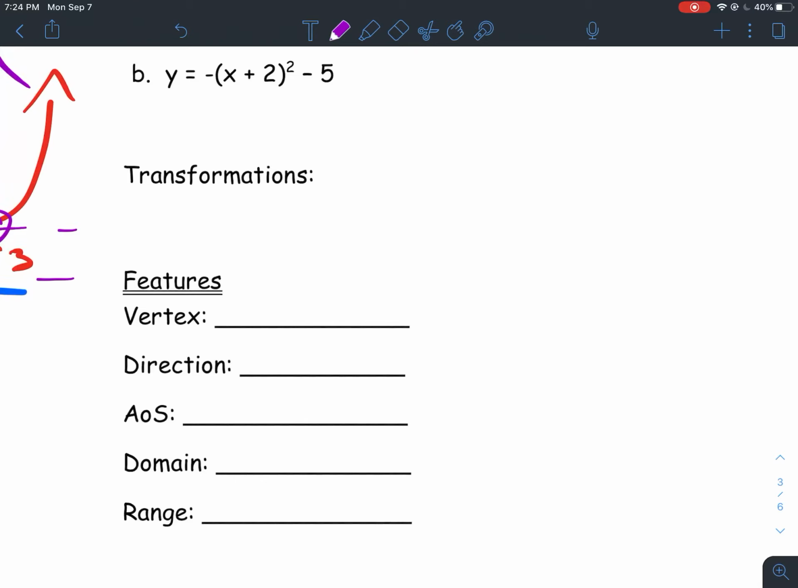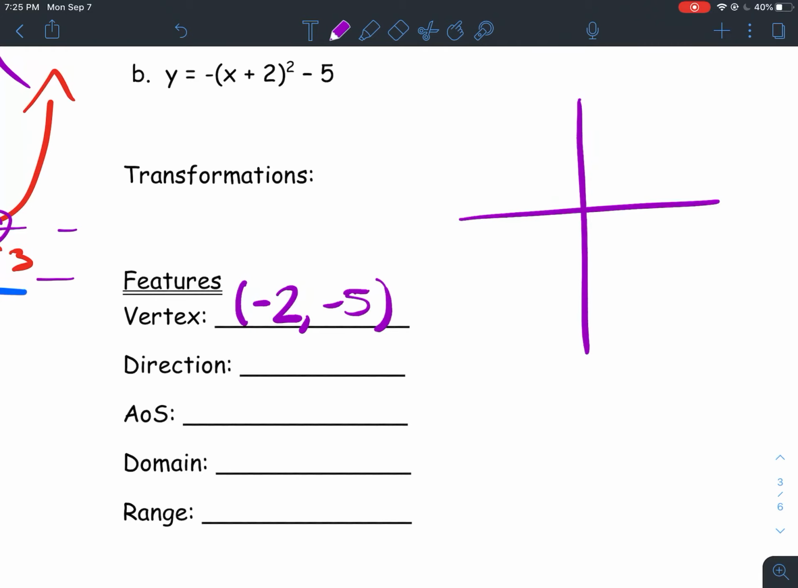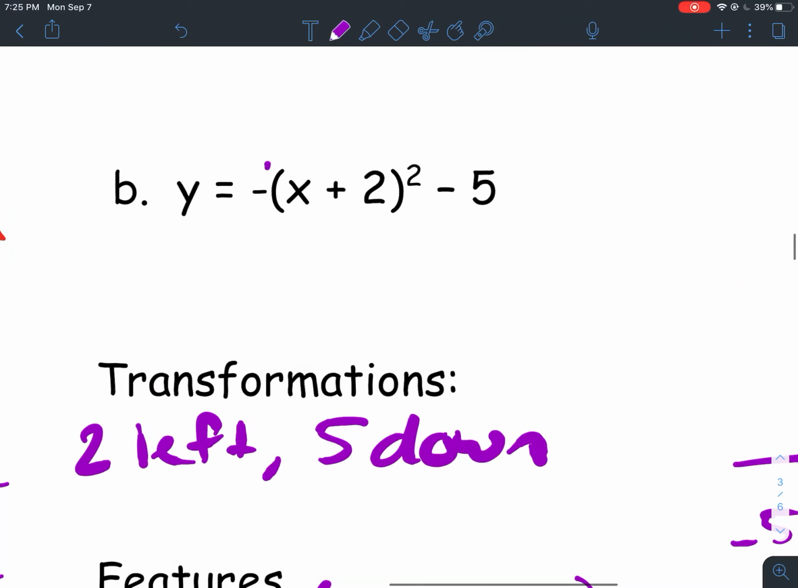All right, next one. They ask for the transformations. So first, let's get our vertex. So we've got negative 2, negative 5. So remember, we have to switch the sign of our x value. So since it was positive 2, it is now negative 2 for our vertex. And if we were to plot this vertex, we go negative 2, negative 5. All right, so for that transformation, we would say 2 left, 5 down.